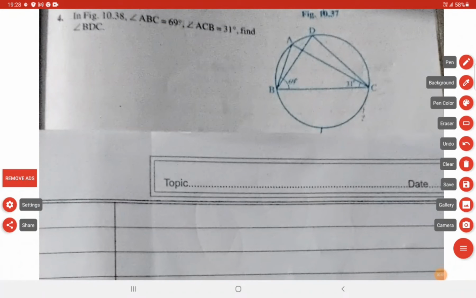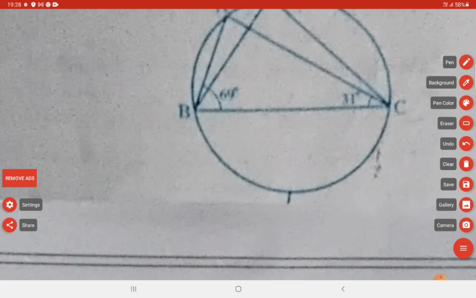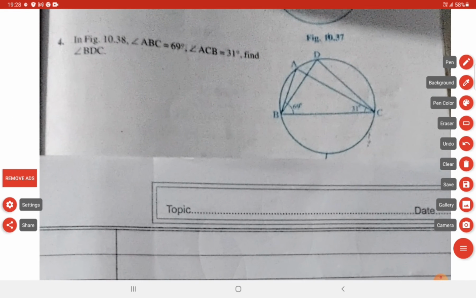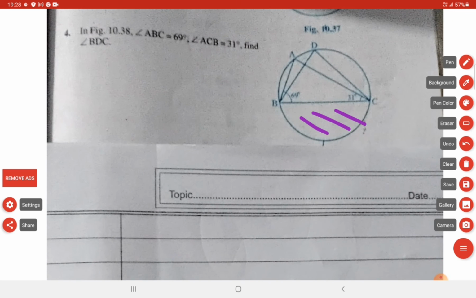Exercise 10.5 question number 4. In figure, angle ABC is equal to 69 degree, angle ACB equal to 31 degree. We have to find angle BDC. See, this angle we have to find. Now see, BC is a chord. So there are two segments. One is this segment and second one this segment.